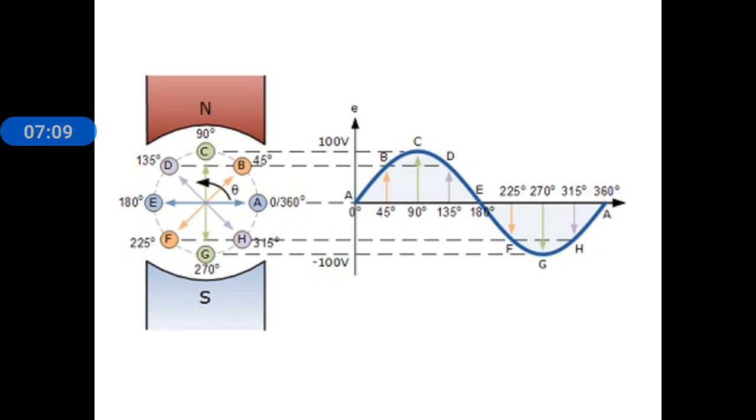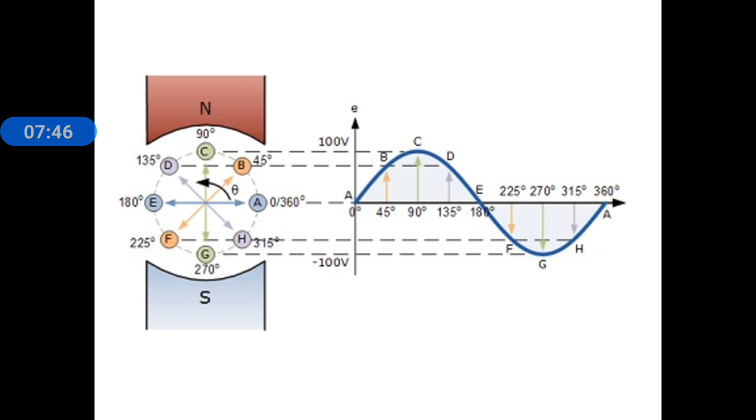Again from E to F, it is in the opposite direction. The positions B, D, F and H, those four positions, mean 45 degree, 135 degree, 225 degree and 315 degree. In all these cases the amount of flux cutting the conductors is the same, because in the rotation all are in the same position, but B and D are in the positive direction and F and H are under the south pole, so negative.